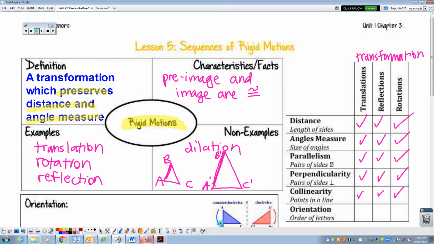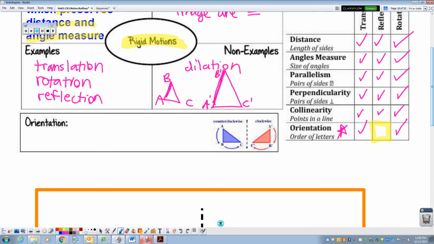Collinearity, that means if A, B, and C are in line, A prime, B prime, C prime are also in a line. Orientation, and we're going to look at this one a little bit more, that stays the same in translation and rotation, but it changes for reflection. So let's look at what orientation means. I'm not going to give a definition of orientation. It's kind of how something is positioned on the graph, but instead a test for orientation.